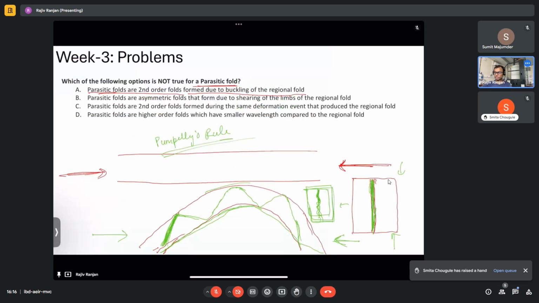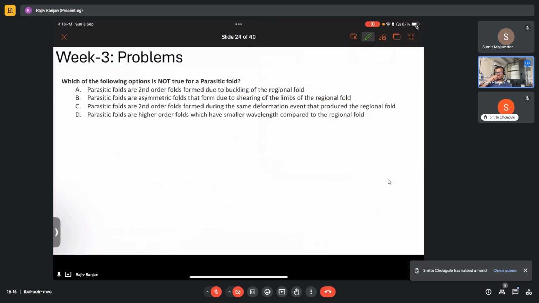I hope you have a little better idea now, Sumit. So option A: parasitic folds are second order folds. We know parasitic folds are second order folds, and these can form due to the buckling of the original fold. So the regional folds form due to buckling, and because of that the second order folds also form. So option A is correct. Option B, look at option B: parasitic folds are asymmetric folds that form due to shearing of the limbs of the regional fold.